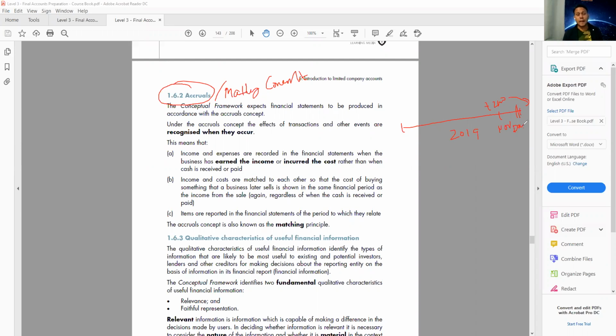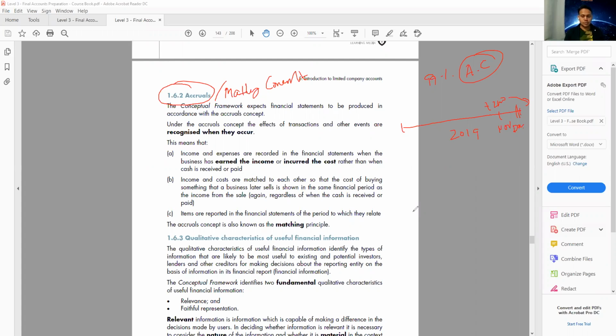So that's why it is called the matching concept. The matching concept is, it doesn't matter when I received the money from the customer, it doesn't matter when I paid the money to the supplier. If the transaction is relevant to this period, record it in this period. And in the UK, 99% of accounts are based on the accrual concept. Anywhere you go, all these companies use the accrual concept to prepare the accounts. And on the accounts, you can see they will tell you we prepared the accounts based on the accrual concept.